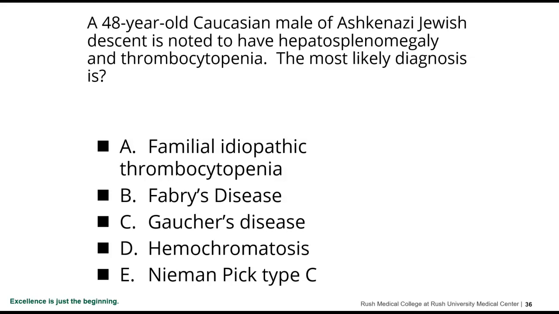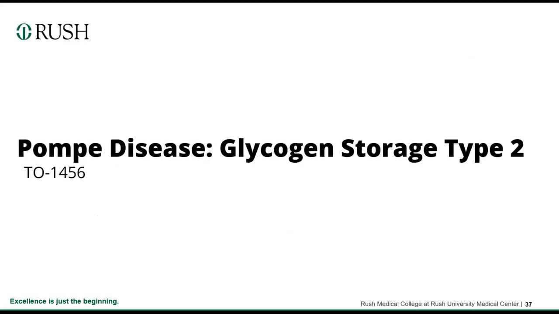So, a 48-year-old Caucasian male of Ashkenazi Jewish descent, as I said, the carrier rate is very high in the Ashkenazi population. Gaucher is very common in the Ashkenazi Jewish population. He has thrombocytopenia. The most likely diagnosis is familial idiopathic thrombocytopenia. Again, the word idiopathic means I'm an idiot because I don't know what causes it, so try never to pick anything that says idiopathic. The options are Fabry disease, Gaucher disease, hemochromatosis, or Niemann-Pick type C. He's Jewish, he's got hepatosplenomegaly and thrombocytopenia, so this would best fit with Gaucher disease.